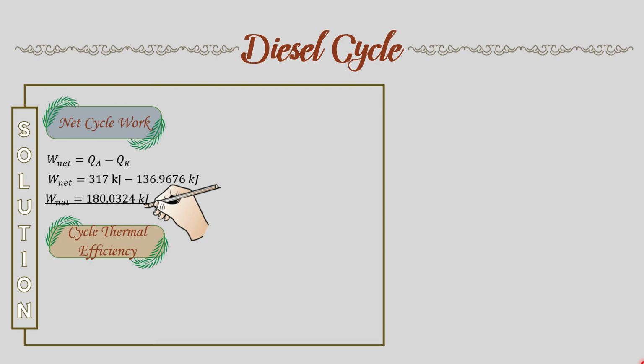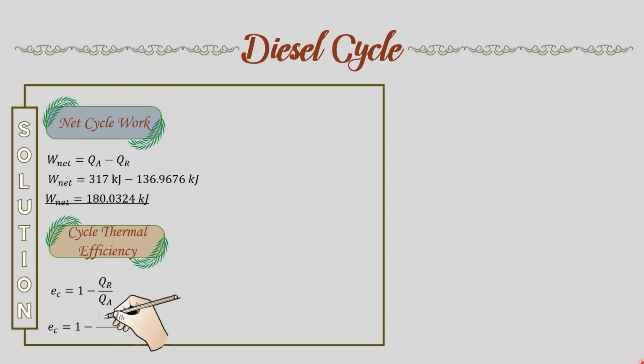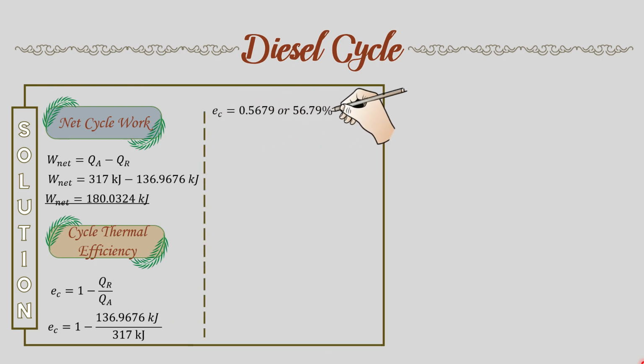Moving on, let's now solve for the cycle thermal efficiency. We can solve for cycle thermal efficiency using Ec is equal to work net over QA, or Ec is equal to 1 minus QR over QA. Let's solve it together and I will use the latter one. Let's see if we can still get the same answer. So for my solution, I have Ec is equal to 1 minus 136.9676 kilojoule over 317 kilojoule. And the answer should be 0.5679 or 56.79%.